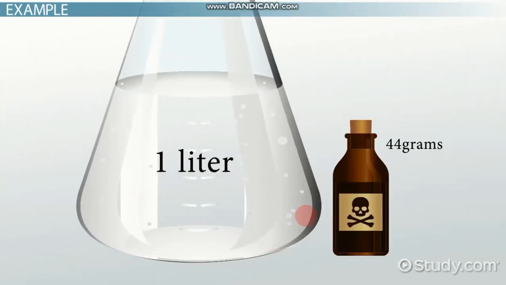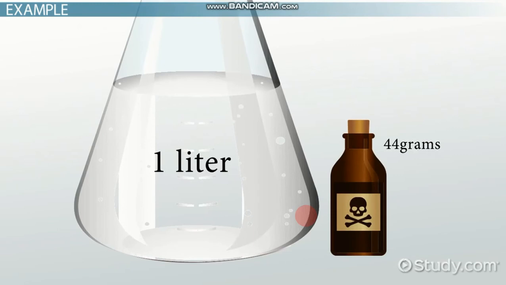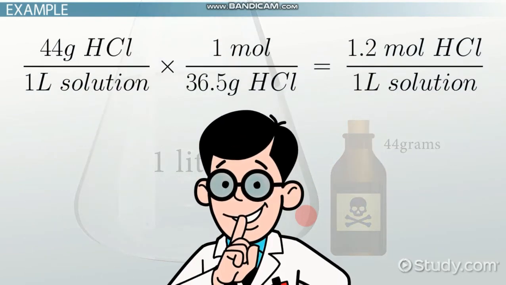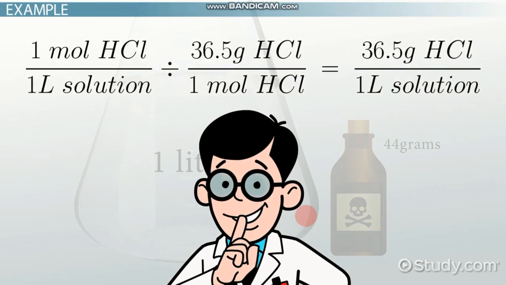Now, let's say we have 1 liter of water and we put in 44 grams of hydrochloric acid. What would be the molarity of this solution? We end up with 1 liter of a 1.2 molar hydrochloric acid solution. We can also work this backwards. Let's say we wanted to make a 1 molar solution of hydrochloric acid. How much hydrochloric acid would we need to put into 1 liter of water? So we end up needing to use 36.5 grams of hydrochloric acid to make 1 liter of a 1 molar solution of hydrochloric acid.